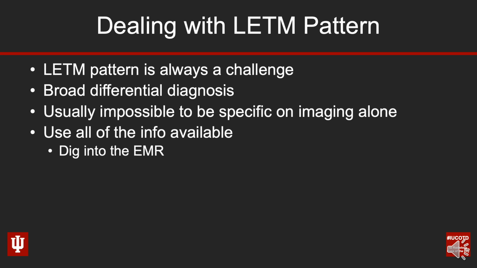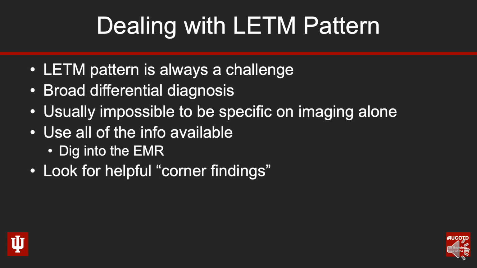So I think things that can be helpful are to dig into the electronic medical record, try to figure out what's going on clinically with the patient. The referring team may very well have a very good idea of what's going on before the patient ever hits the MR scanner, based upon serology, clinical presentation, that sort of thing. And I want to stress, and that's the reason I'm showing this case, it's really helpful to be looking outside of the spine. Look for those so-called corner findings that may grant more specificity to your differential diagnosis.